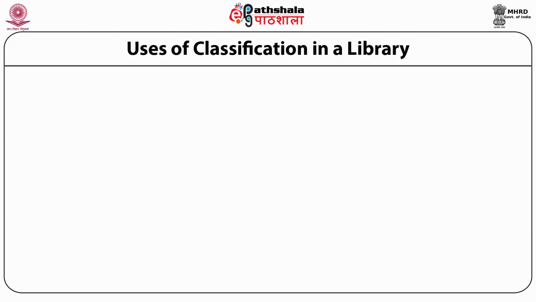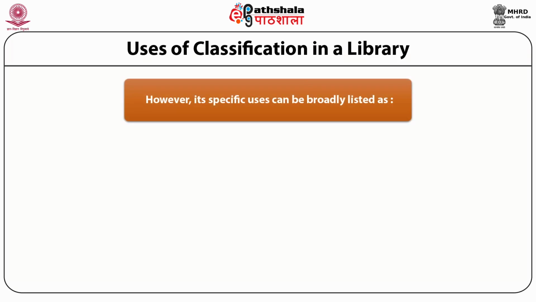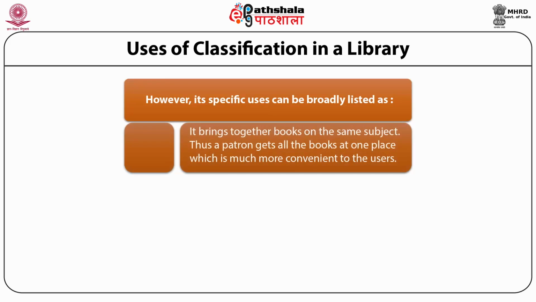Uses of classification in a library. As already said, classification is a practical tool. It has got many uses in every sphere of life. In a library, the classification has got many uses, which can be outlined broadly as follows. Classification brings together books on the same subject. Thus, a patron or client gets all the books at one place, which is much more convenient to the users. It saves the time of the users.